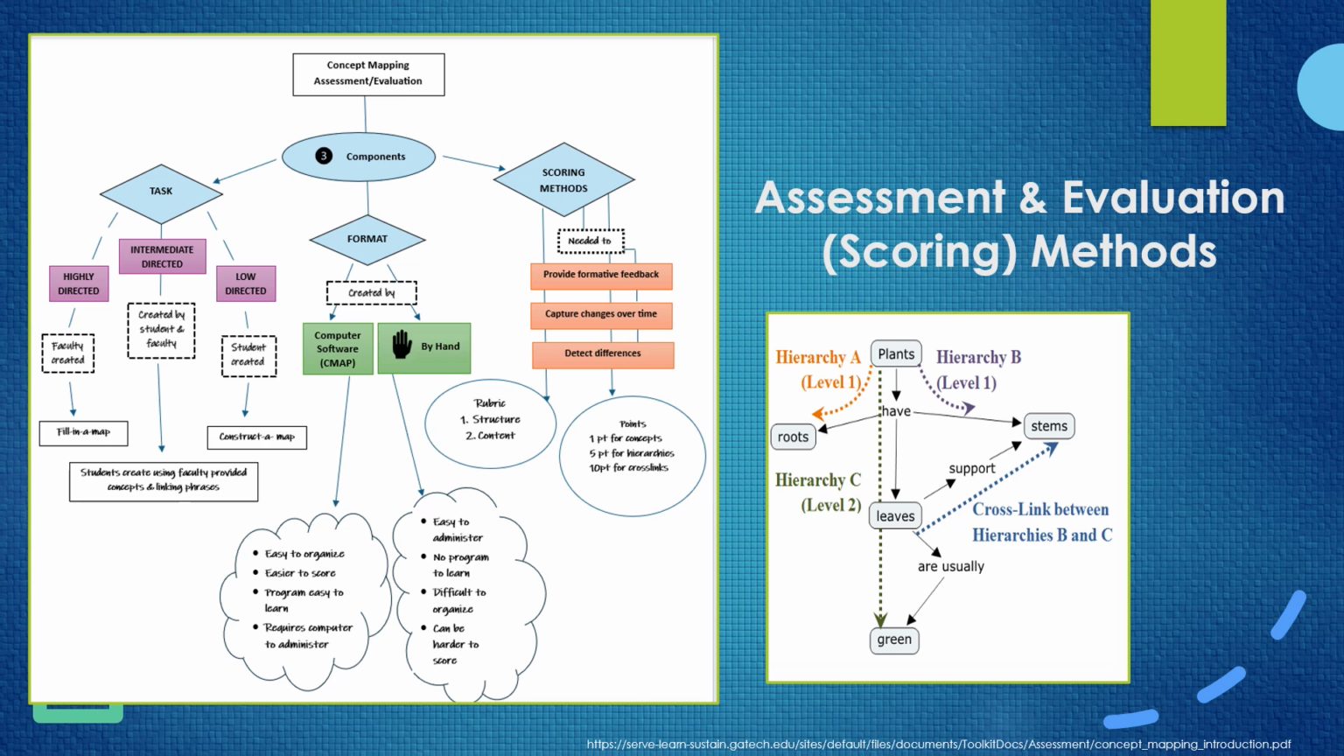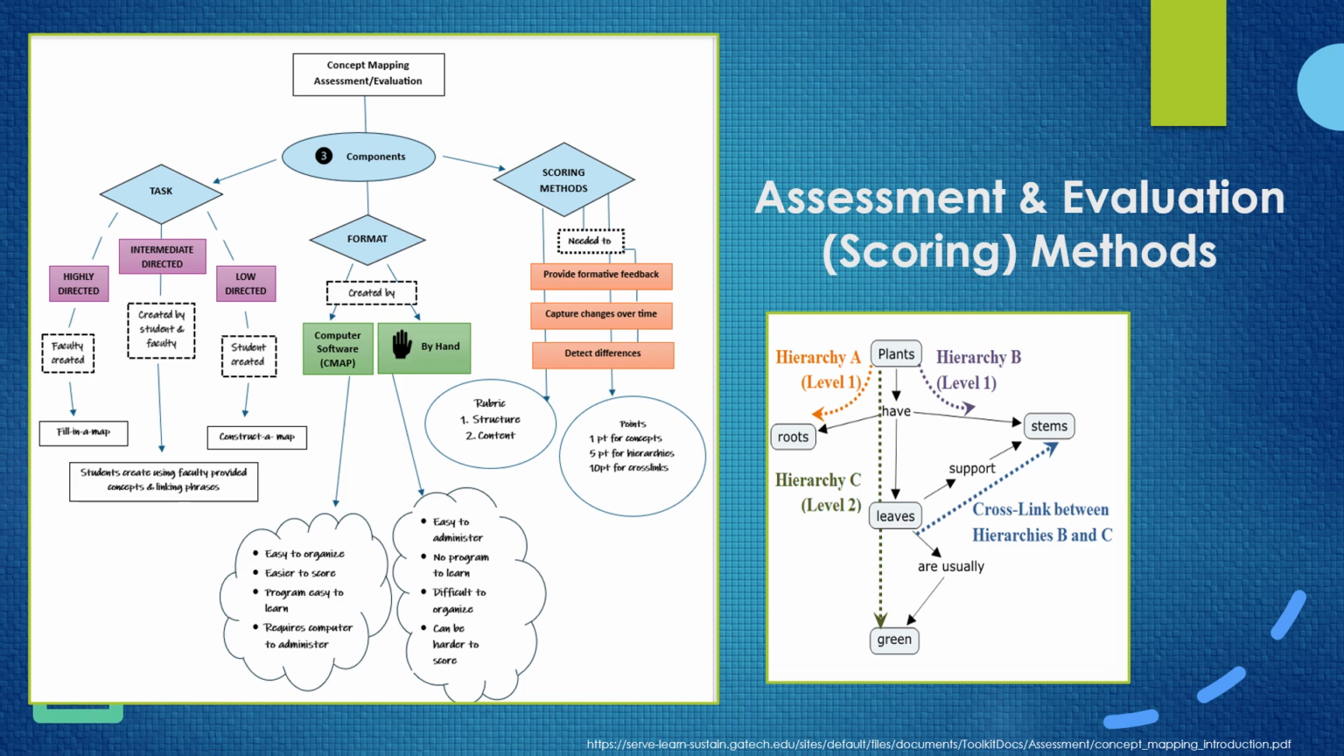So there are a couple of ways that you can do the scoring. One method is to give points, and you can look at the hierarchies. In this particular concept map that I drew out, there's one concept, which is about the evaluation and assessment. Underneath that one concept, there are 3 hierarchies, which talk about the way that you structure a concept map, how many tasks there are, what the format looks like, and how many ways there are to score a concept map. So there are 3 ways to do a task, 2 ways to do a format, and 2 ways to do a scoring system.